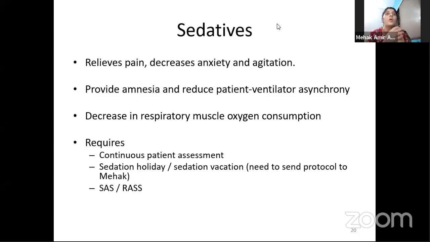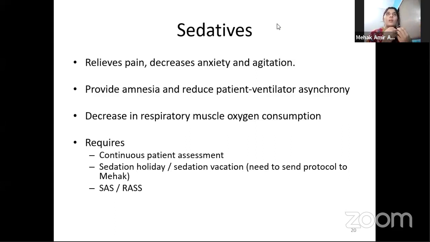drug which helps to relieve anxiety, agitation, and pain, causes amnesia, and reduces patient-ventilator asynchrony, as Shabana discussed in previous slides. You want the patient to be sedated so the ventilator can work. So you need to sedate the patient. So there come the sedative parts.